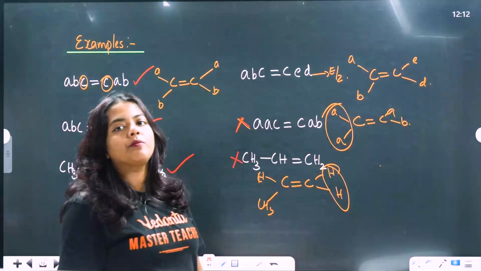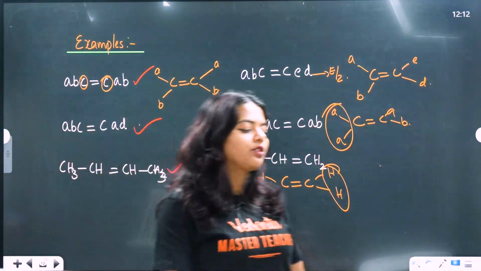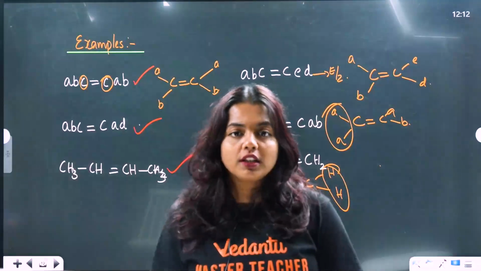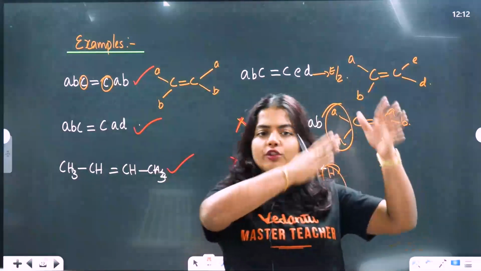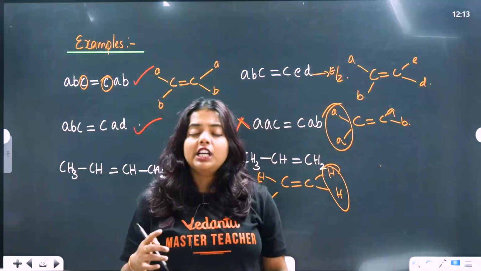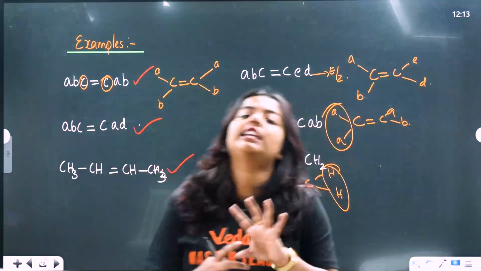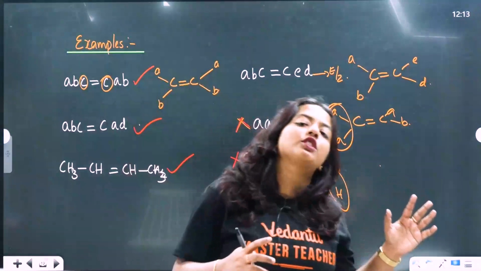Okay, so this is how you will find out cis or trans. If it is cis or trans, it will be isomerism. If not, when two valencies of one carbon are given to the same atoms on the other carbon of the alkene, they won't show any type of isomerism, any type of stereoisomerism.